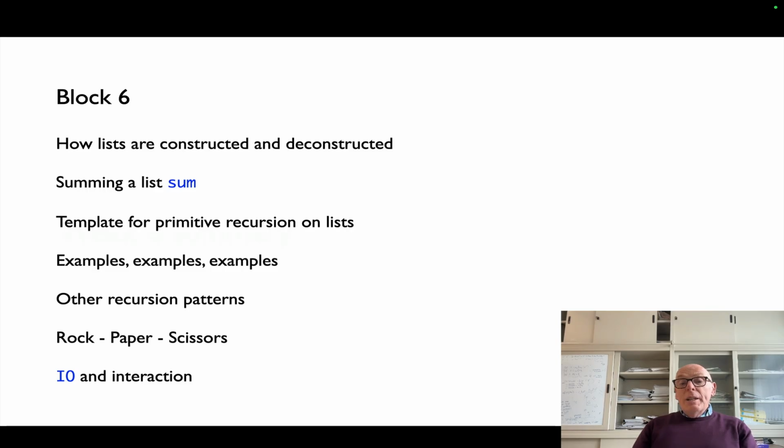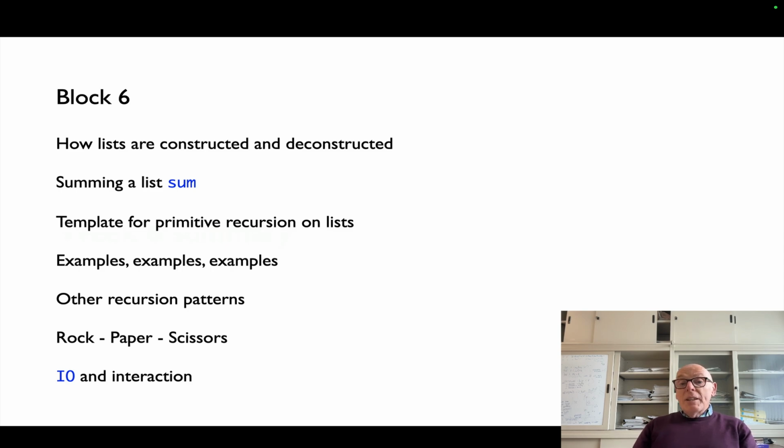And from that we inferred a template for primitive recursion on lists, and then looked at lots of examples taken from the standard prelude. And with many of those, we saw how the equations could be used in step-by-step evaluation.